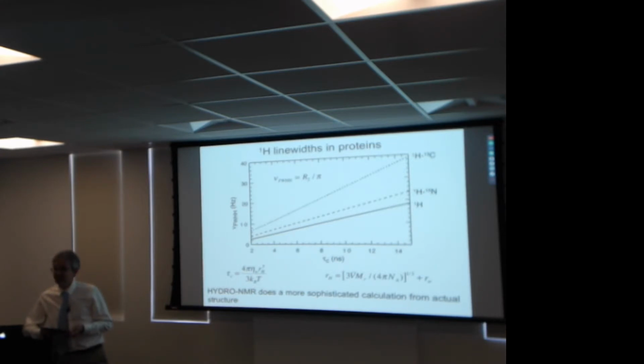And if you find relaxation rates that are way too large, that might suggest there's aggregation or dimerization of the sample. And if you have relaxation rates that are way too small, that might suggest the protein is in fact unfolded under your conditions.